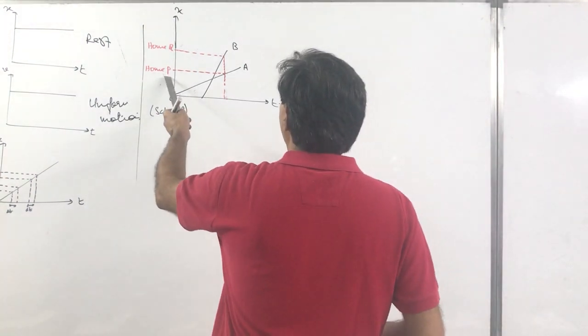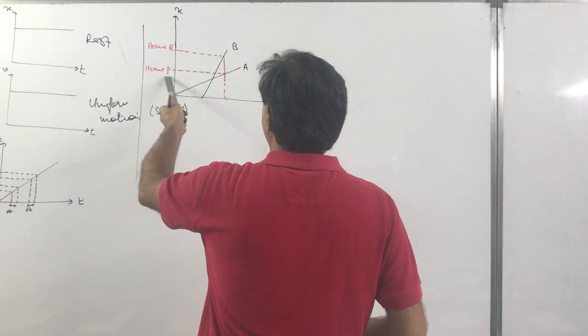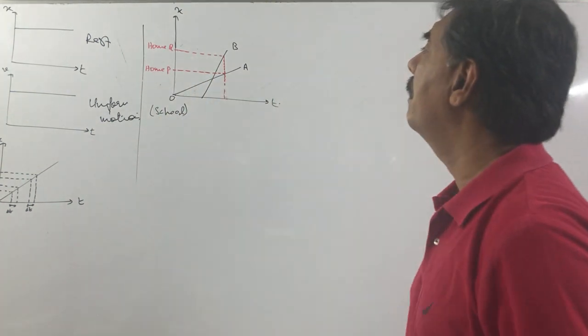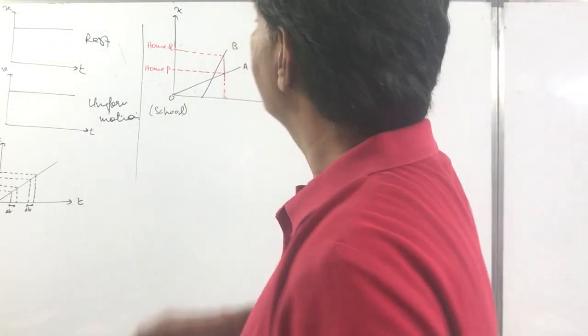This is B's home, and Q is the home for B. Right?